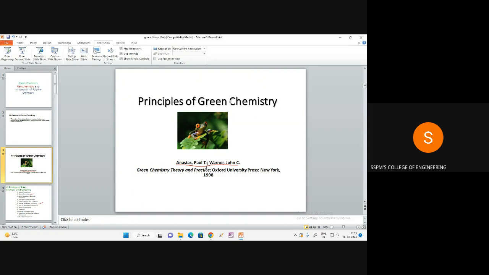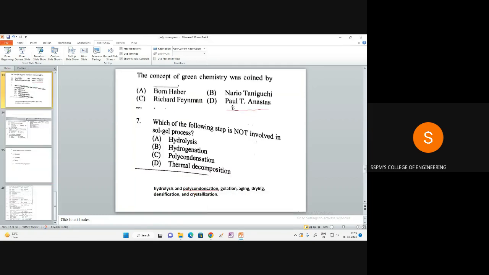Who introduced the term? The EPA. EPA is Environmental Protection Agency. So USA found the research fund, that is the EPA, Environmental Protection Agency, which introduced the term, that is green chemistry. Whereas the principle of green chemistry was designed by Paul T. Anastas. So the correct answer is Paul T. Anastas.